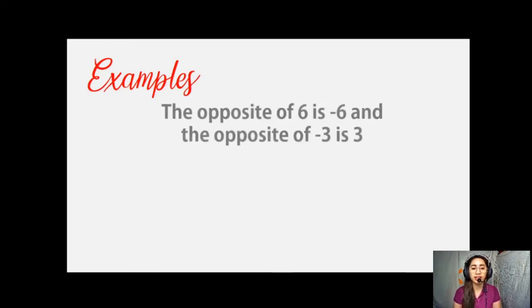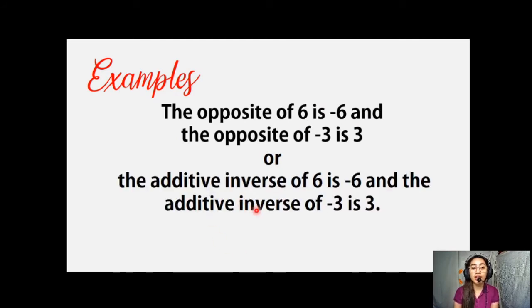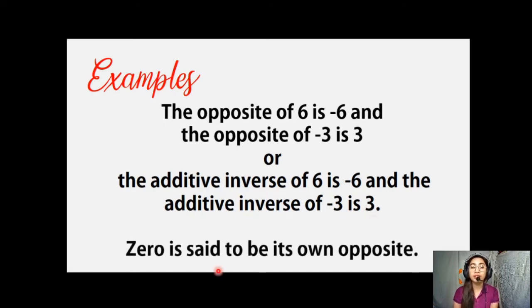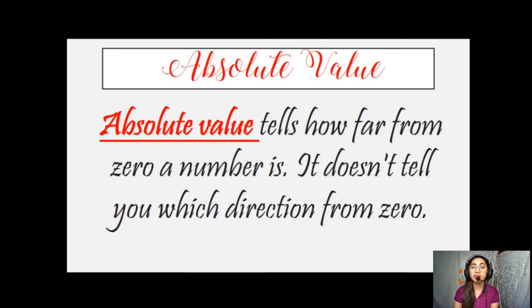So let's have here an example. The opposite of 6 is negative 6, and the opposite of negative 3 is positive 3. Or we can say that the additive inverse of 6 is negative 6, and the additive inverse of negative 3 is positive 3. Do you understand? Okay, so when we say 0, the opposite of this one is itself. So hindi natin masasabi if it is positive or if it is a negative number. So let's proceed to absolute value.